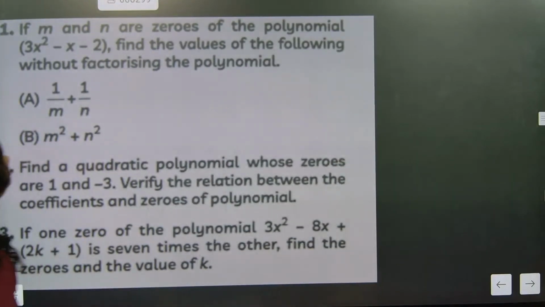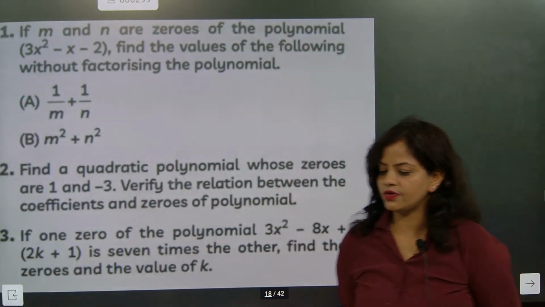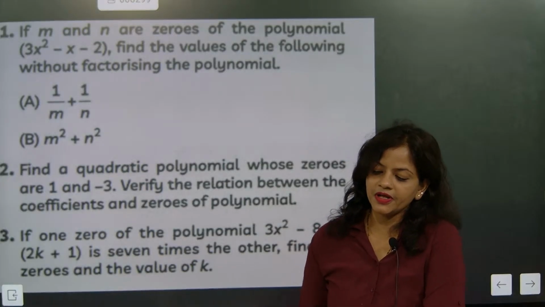Shall we go for the next question, beta, and your time starts now. Come on, go for this question. If m and n are zeros of the polynomial, find the values of the following without factorizing the polynomial. So you don't have to factorize it, you just have to find the value of it, okay? Mukundan, start solving the question, beta.